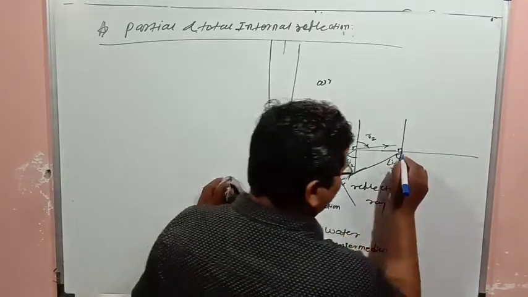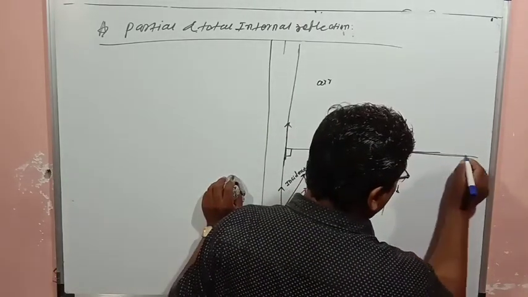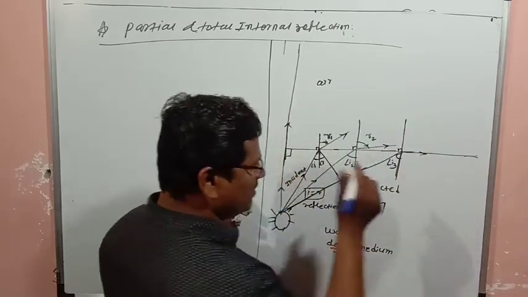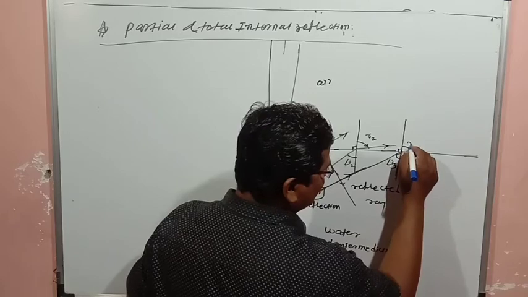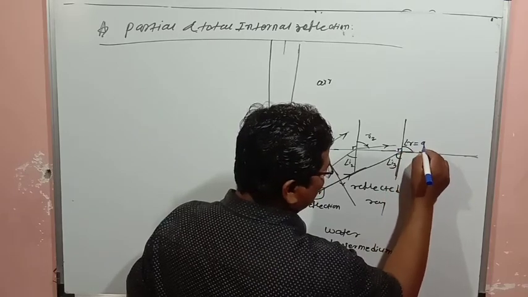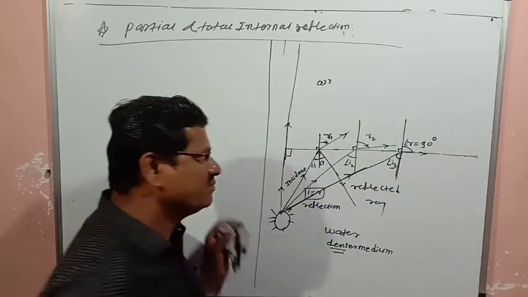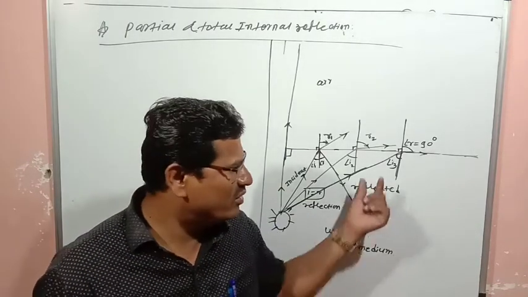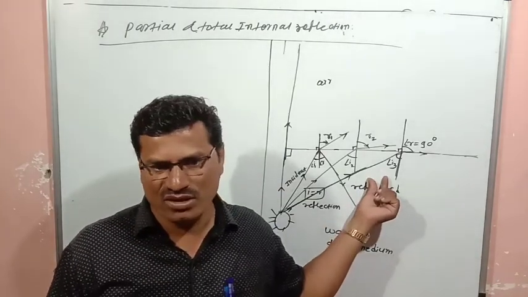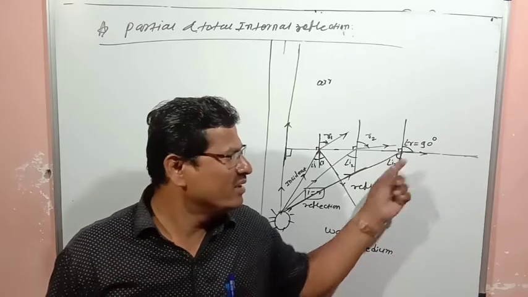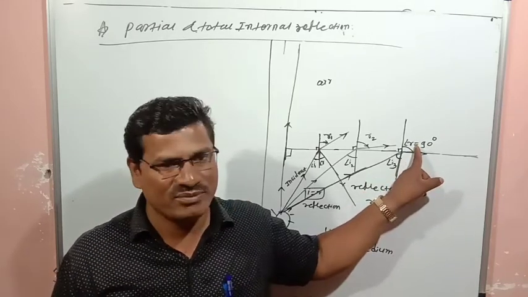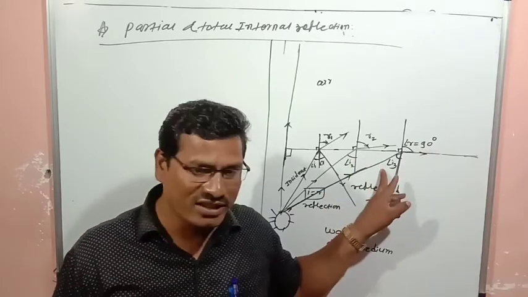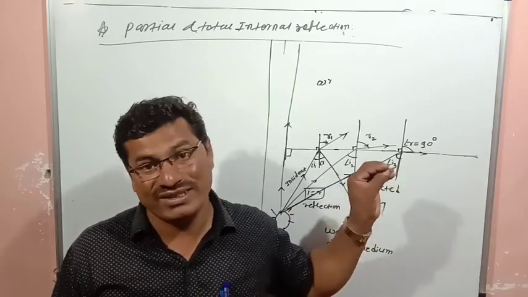That means the light ray will pass along 90 degrees. So this angle of refraction will become R. Angle R will become 90 degrees. For a certain value of angle of incidence, the angle of refraction becomes 90 degrees, and that particular angle of incidence I3 is called the critical angle.